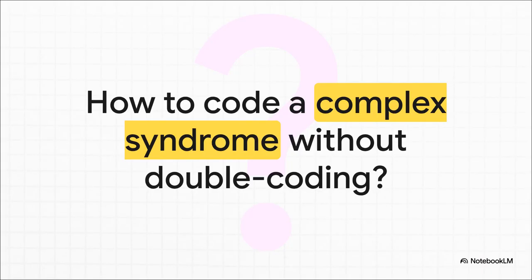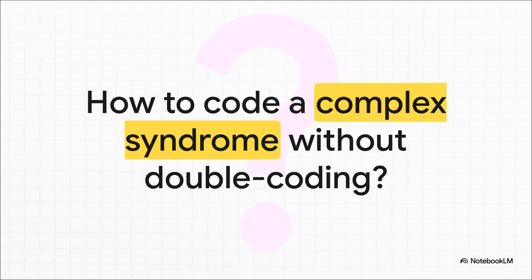Let's just frame the exact challenge we face on a daily basis. Imagine you're looking at a patient who presents with a dense, multi-symptom disease. A named syndrome isn't just one single issue. It's a whole collection of clinical signs and symptoms that define a specific condition. So I have to ask you, how do you actually code a complex syndrome without double coding?